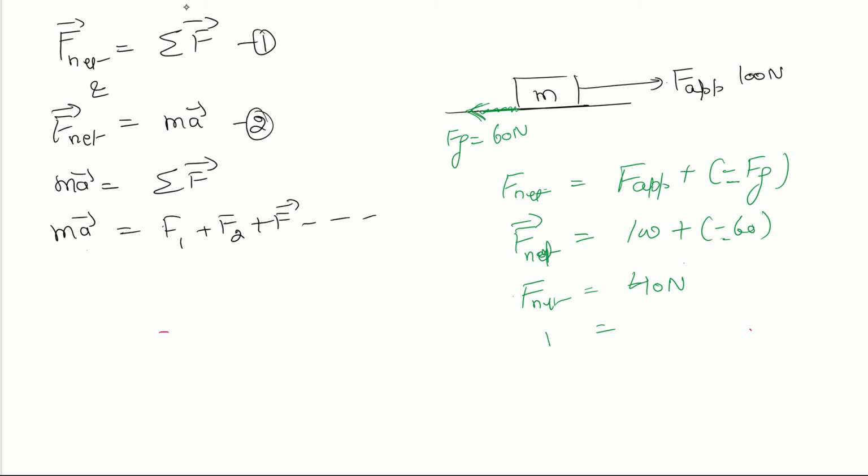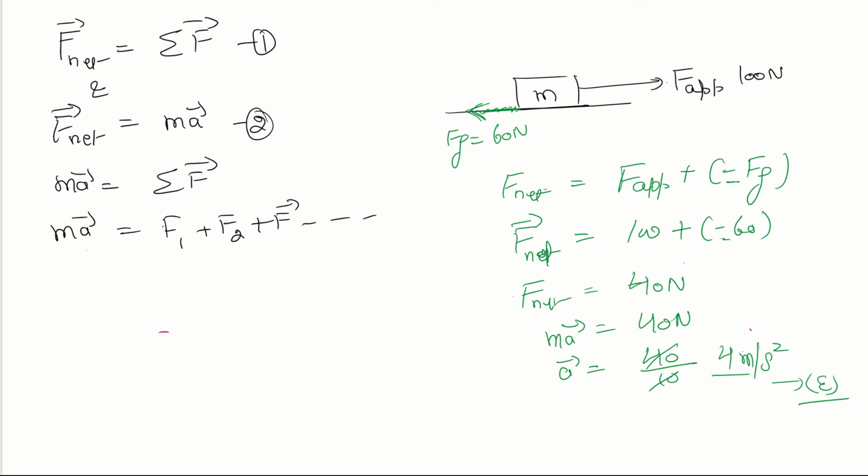and F net is equal to mass times acceleration. This is 40 newtons. Acceleration value will be 40 divided by 10, which is 4 meters per second square in the forward direction, because this is positive, so this is also forward, or east, you can call it. So that's how we can find the acceleration of the object.